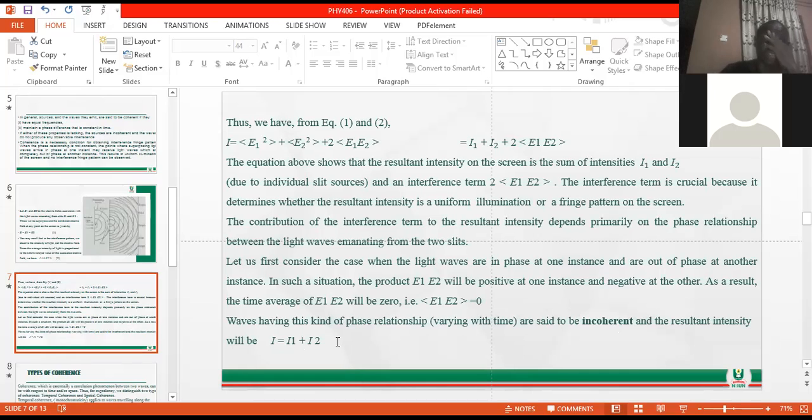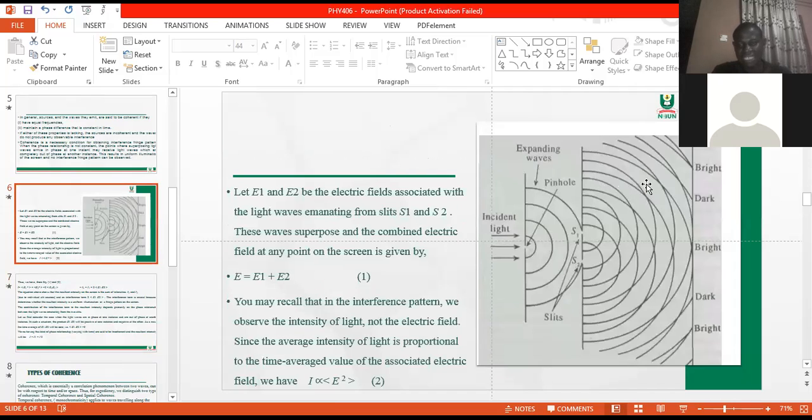What I'm trying to talk about is this. When they are in phase, they will give you a bright light. When they are out of phase, they will give you dark fringes, or dark light, as the case may be.